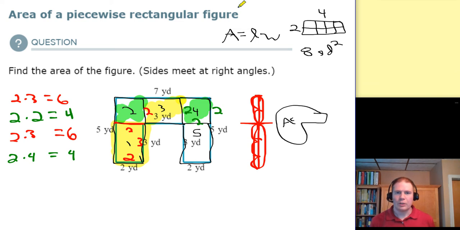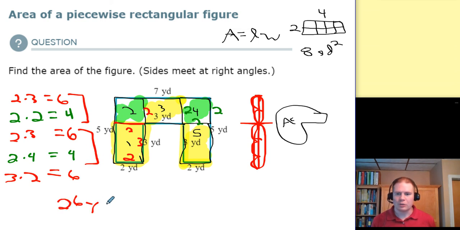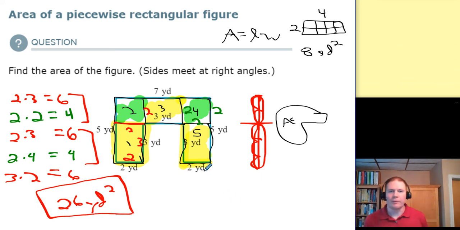And then back to yellow again for 3 length by 2 width. 3 times 2 is 6. So I have the square yardage of each of those 5 rectangles, and each of those pieces makes up the whole. So I'm saying 6 plus 4, there's 10. 6 plus 4, there's another 10, so 10 and 10 is 20. 20 plus 6, 26. So that's one way to find the area of these piecewise rectangular figures.